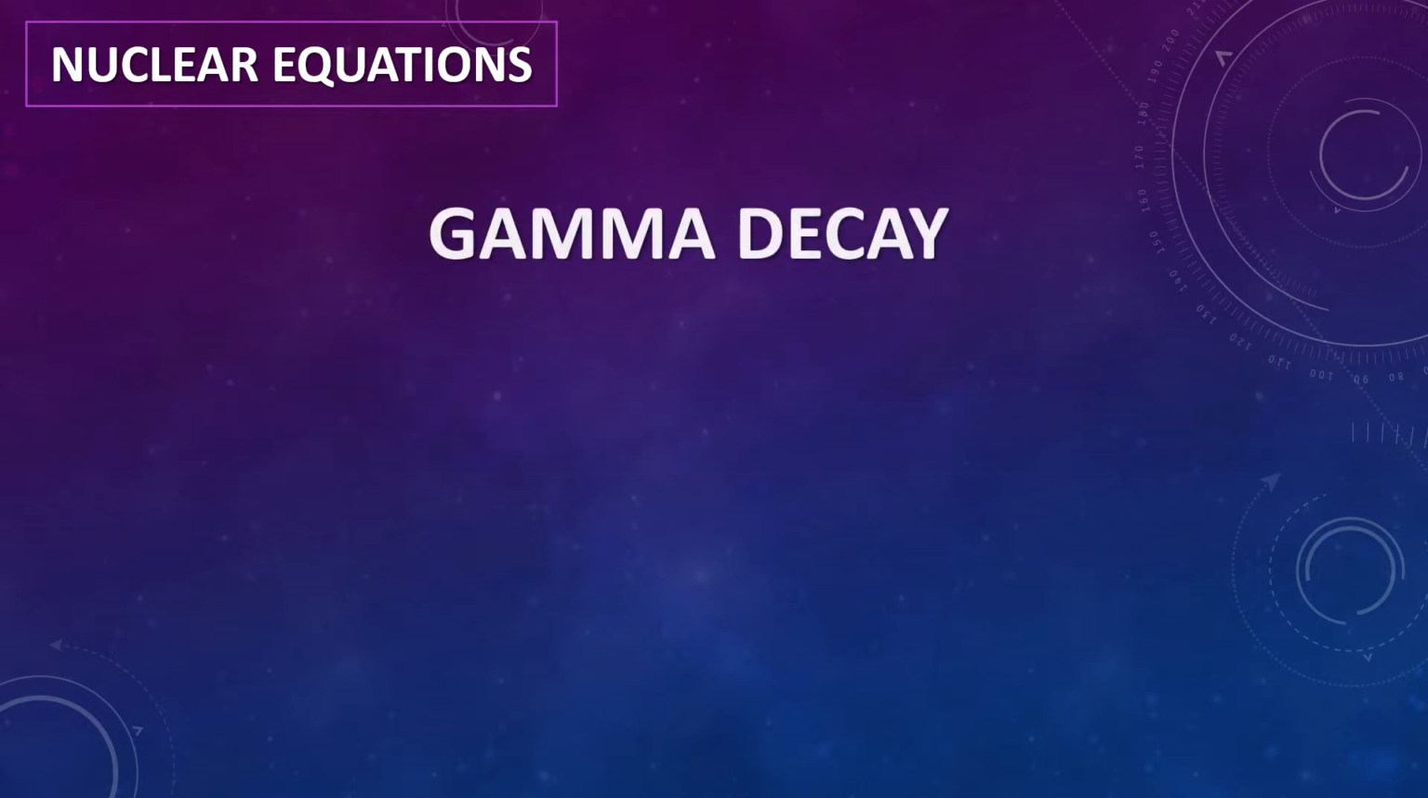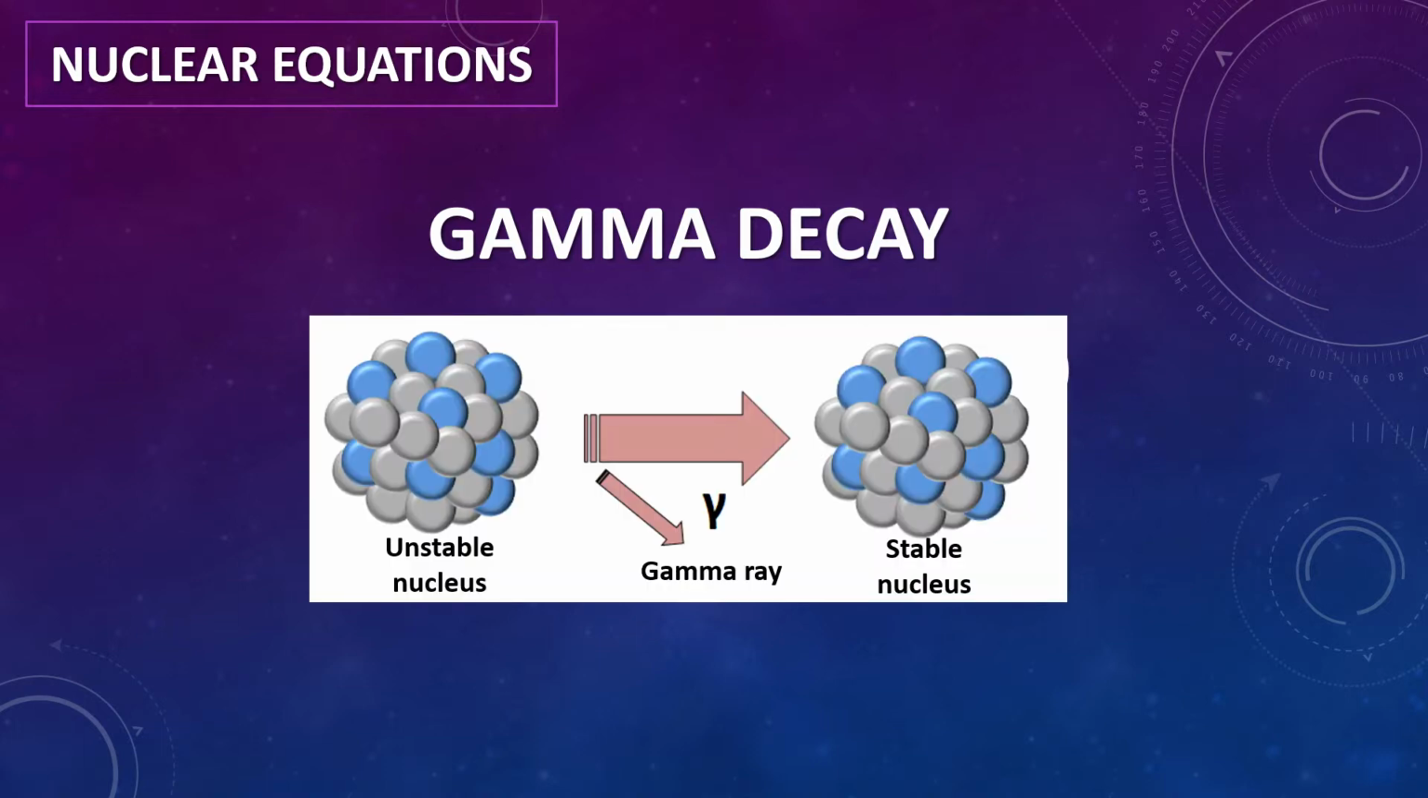And finally, gamma decay. Gamma rays are electromagnetic waves, so they have no mass or charge, so when a nucleus emits a gamma ray, usually along with a beta or alpha decay, the atomic and the mass number stay the same.